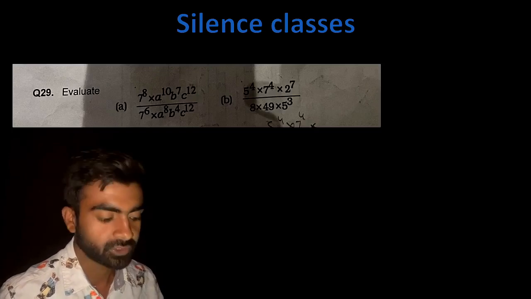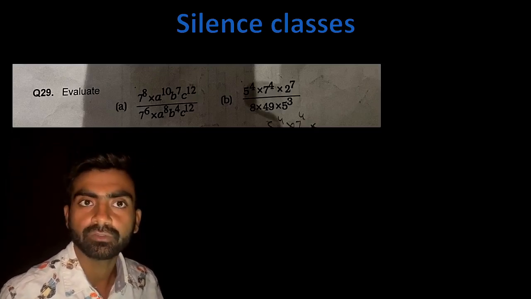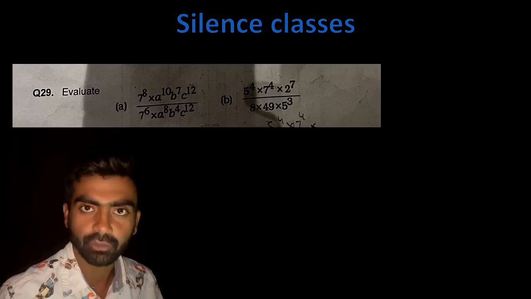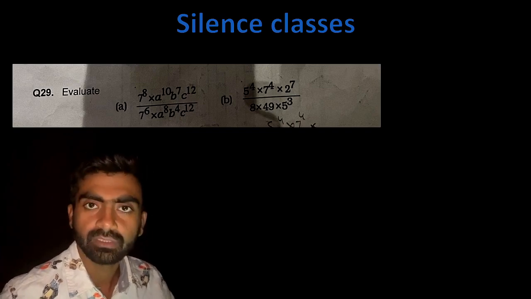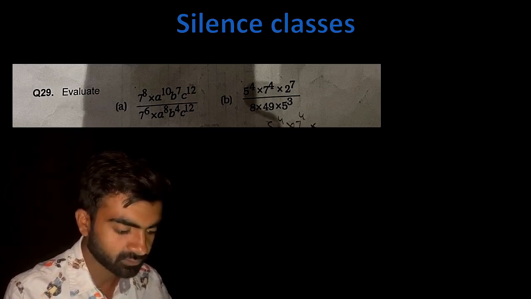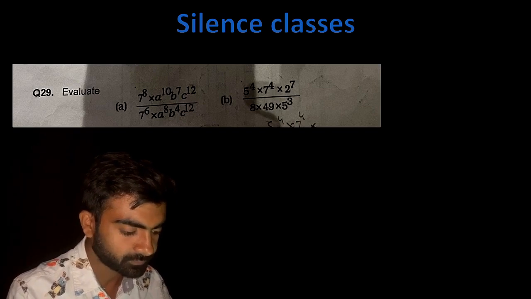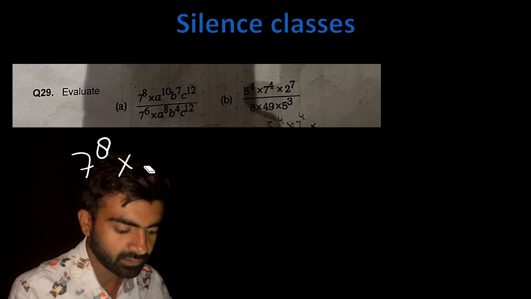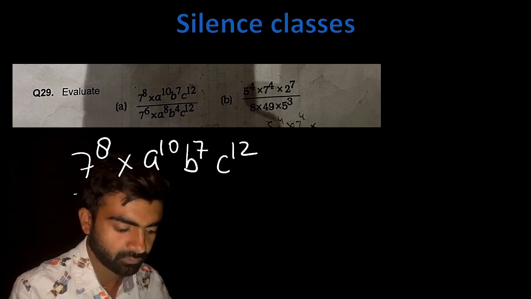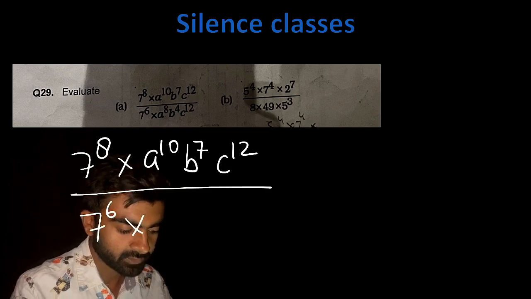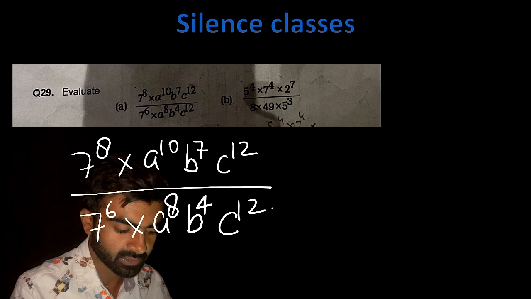Now let's start question number 29, and this is the last question of this particular question paper. We have to evaluate the expression. The expression is very easy. The expression given is 7 to the power 8 multiplied by a to the power 10, b to the power 7 and c to the power 12, upon 7 to the power 6 multiplied by a to the power 8, b to the power 4 and c to the power 12. You can check it out over here.